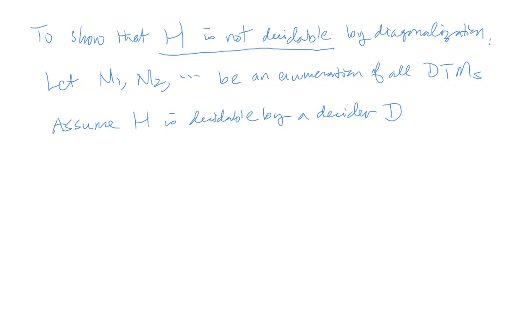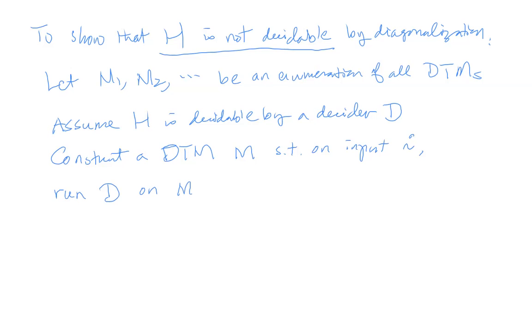Of course, now we construct a Turing machine. Let's call it M, such that on input I, let's call it just I as an integer. You think of it as a binary string. On input I, it runs D, where D is a decider, on M_I, I, so on this input.